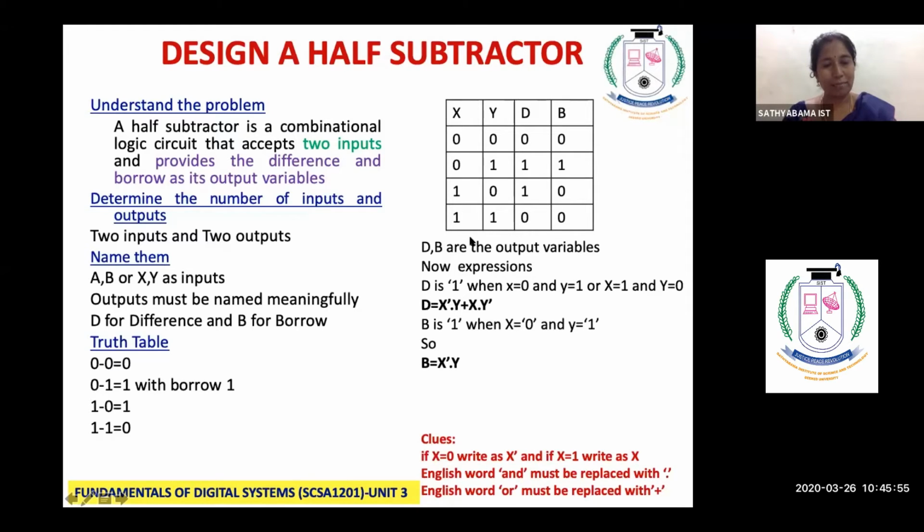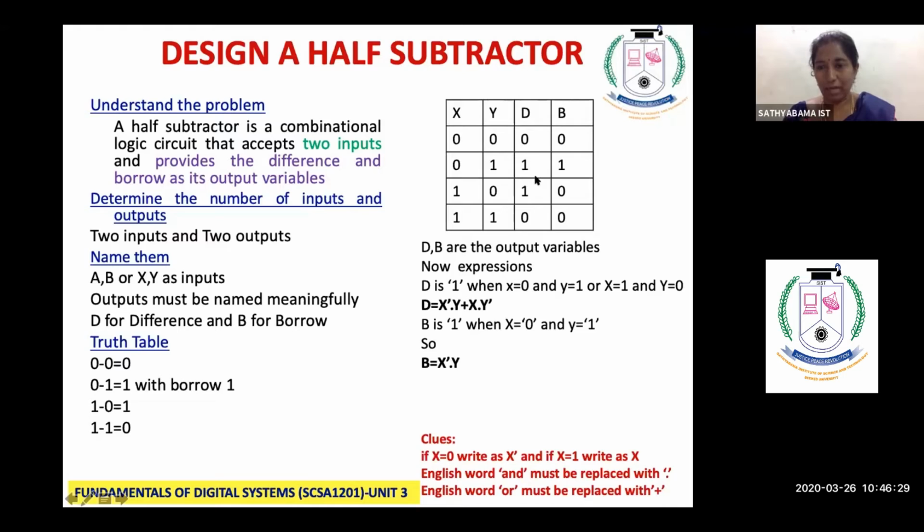What is the next step we studied there? We have to write minimized expressions for the output variables. So our first job is to find out who are all the output variables. So X and Y are input variables. So who are the output variables here? Difference and borrow. So we will take one at a time. Now I want to write an expression for D. We need not panic. First we should think in English. So the statement is this. We should find out when all D is 1.